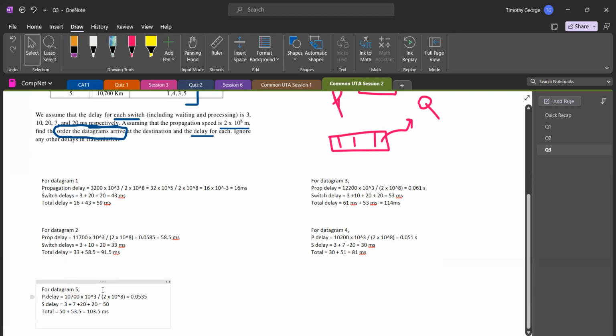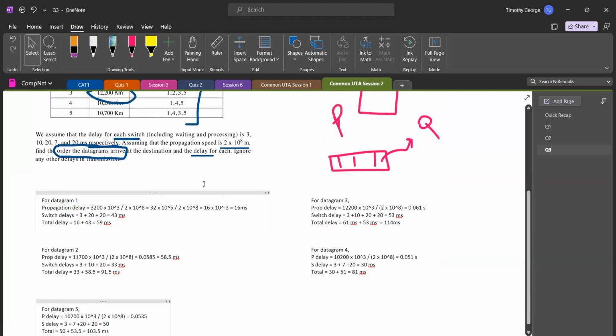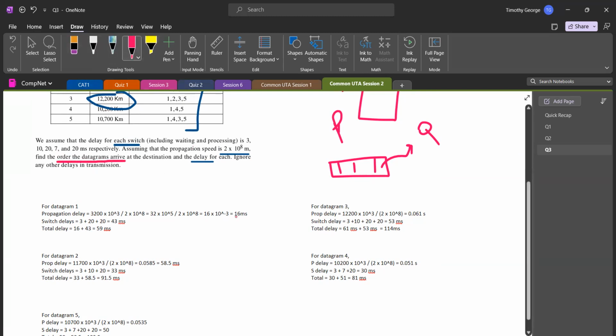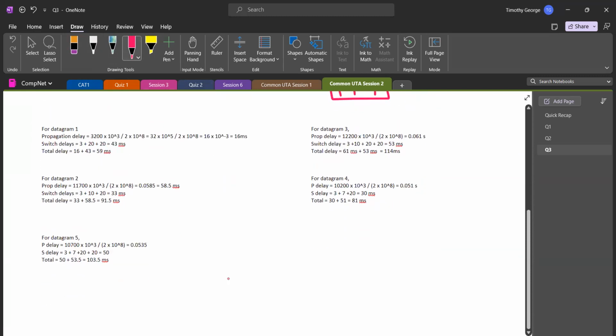Yes. Now, why did we calculate all this? We calculated all this so that we could answer this question: the order in which the datagrams arrive. So which one do you think will arrive first? Clearly it has something to do with delays.